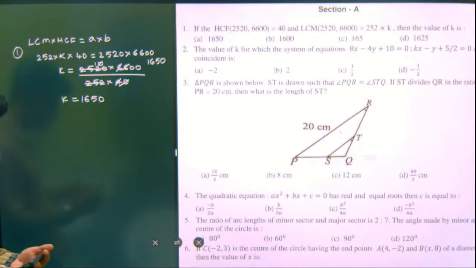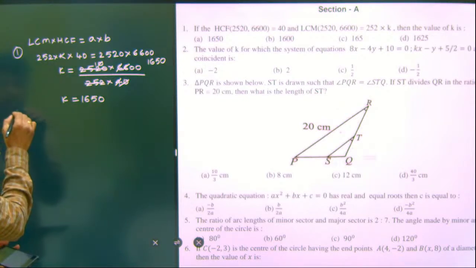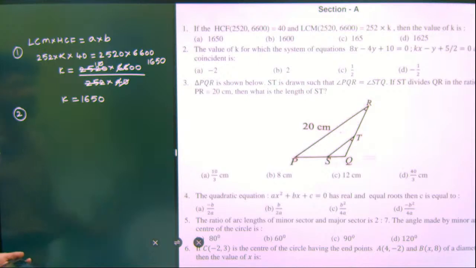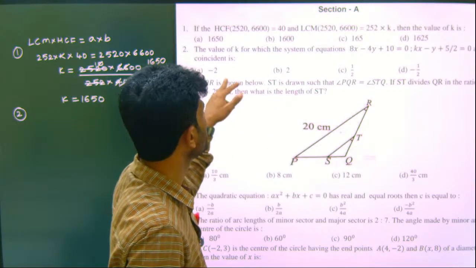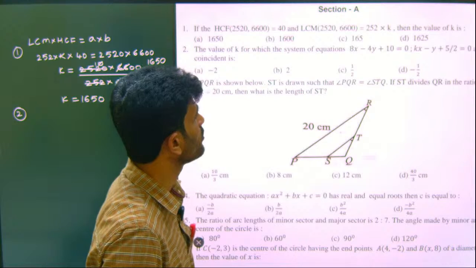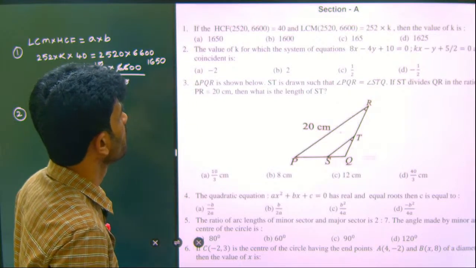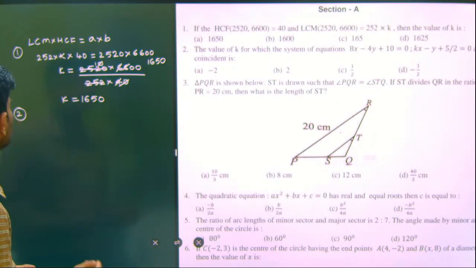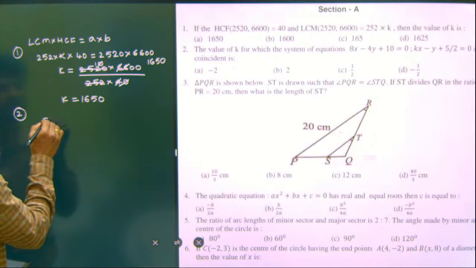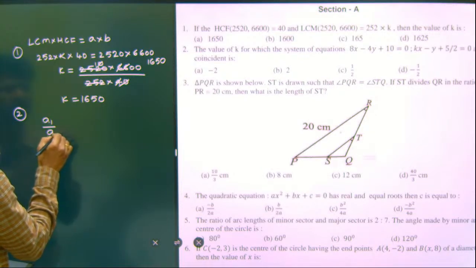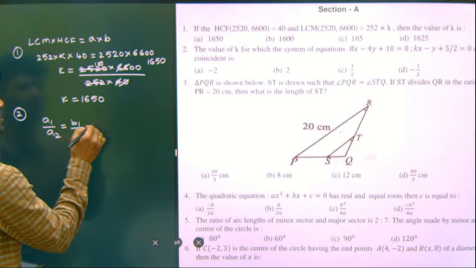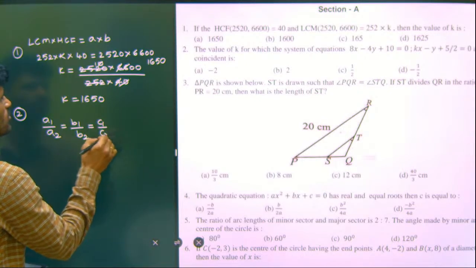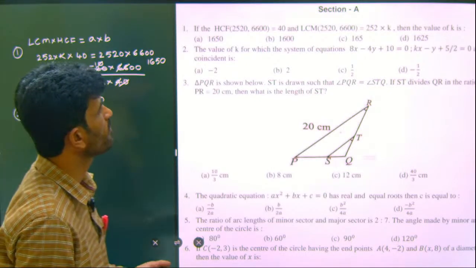Now the second question is pair of linear equations in two variables. What is given? They both are coincident lines. Then we have to find the value of K. When two lines are coincident, what is the condition we know? A1 by A2 is equal to B1 by B2 is equal to C1 by C2. We have to get the value of K.